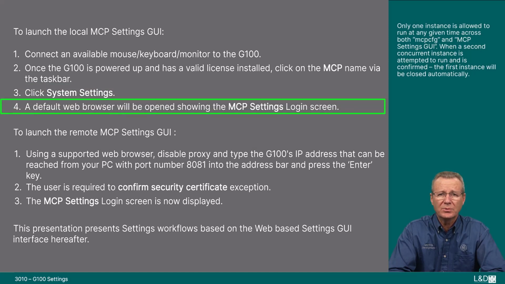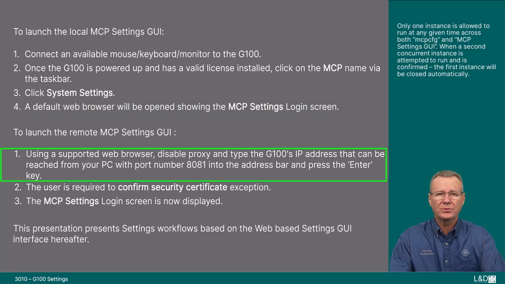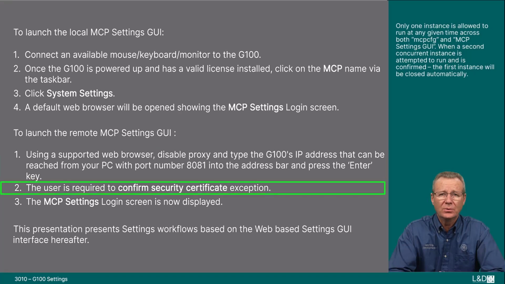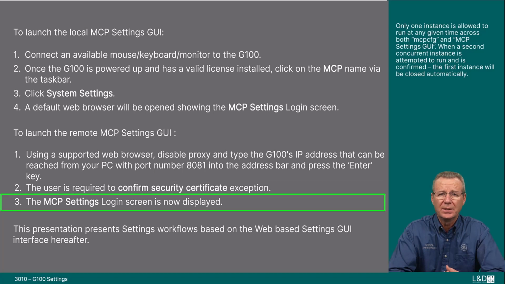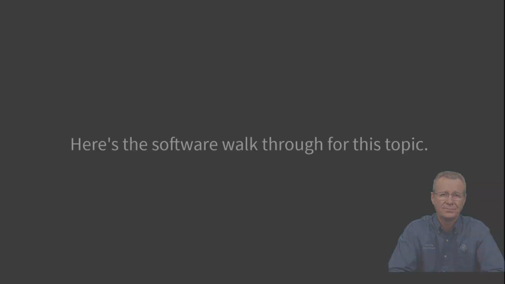To launch the remote MCP Settings GUI: 1. Using the supported web browser, disable proxy and type the G100's IP address that can be reached from your PC, with port number 8081, into the address bar and press the Enter key. 2. The user is required to confirm the security certificate exception. 3. The MCP Settings login screen is now displayed. This presentation presents settings workflows based on the web-based Settings GUI interface hereafter.